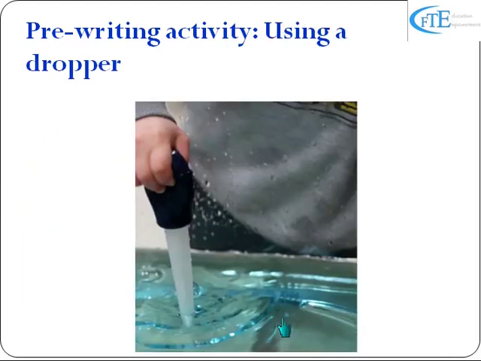The next activity is using a dropper. Now, while the previous activity strengthened the whole hand, this strengthens the fingers, especially the index, middle, and thumb finger, which are used in holding a writing implement. Give the child a small container with water. Colored water is attractive, and get the child to use a dropper and transfer the contents into another small bowl.